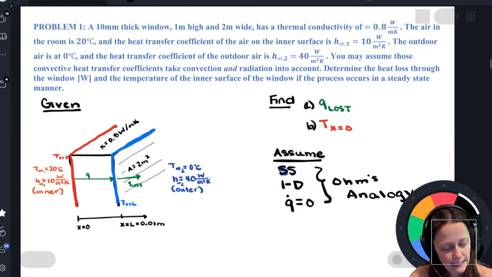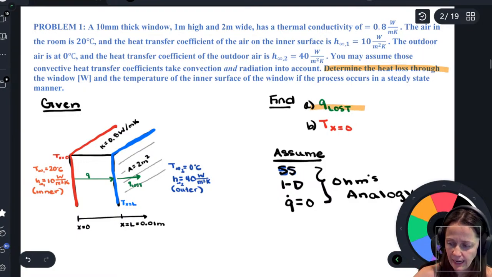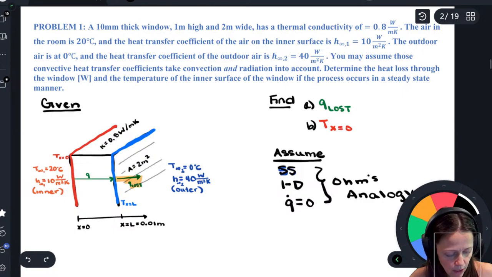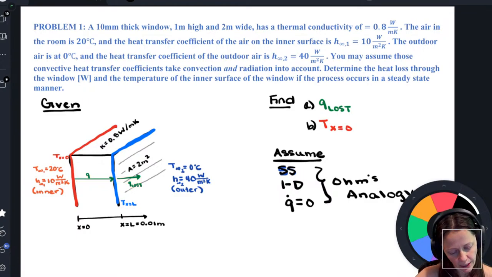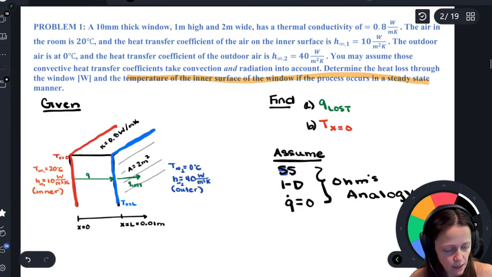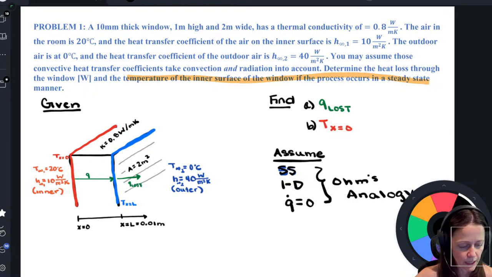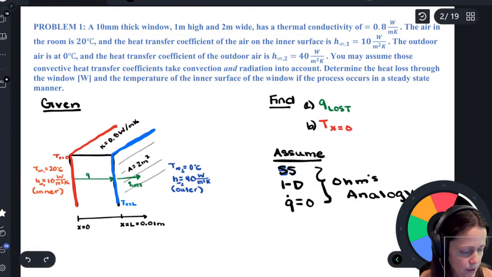We want to find the heat loss through the window, so this is that guy, and if you look at my figure here, my Q lost is also the Q through my solid plane wall there. And then we also want to find the temperature at the inner surface of the wall, so that's T at X equals 0, on the left-hand side in red. And there you go. So I think we're ready to go.